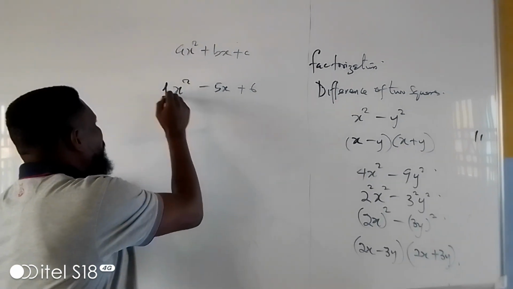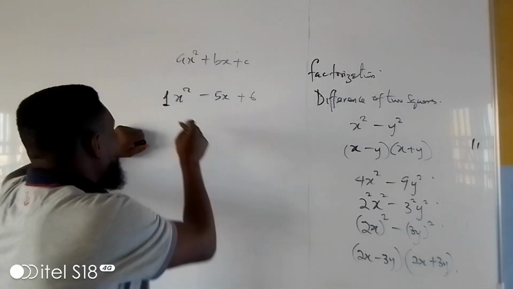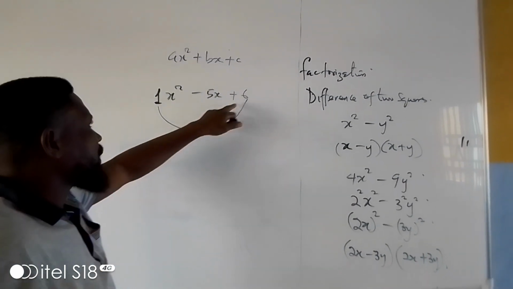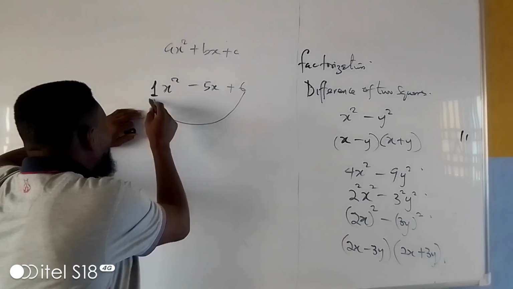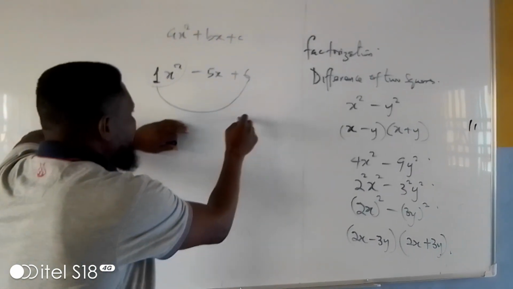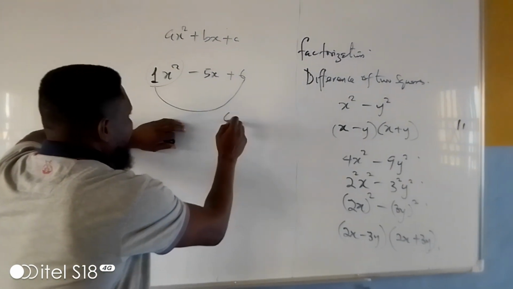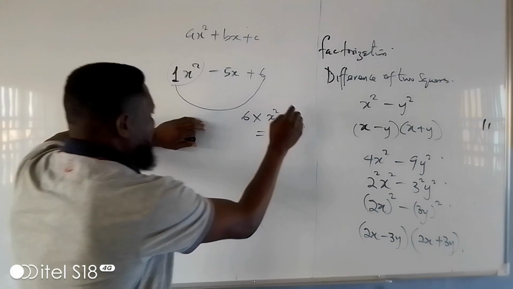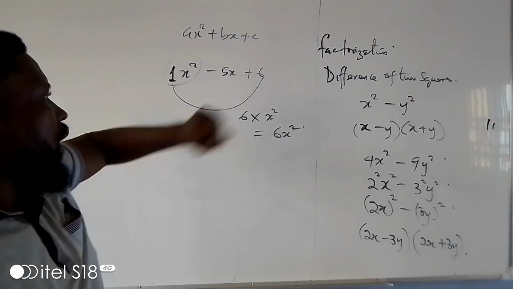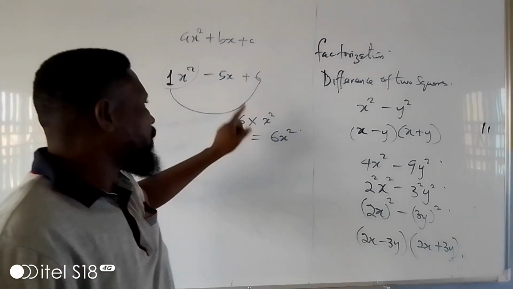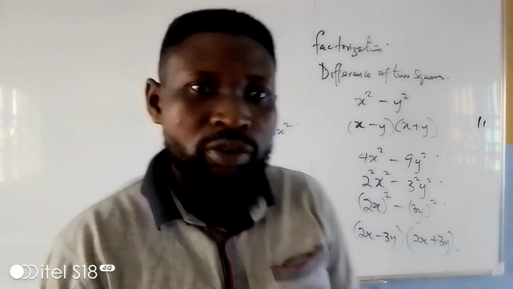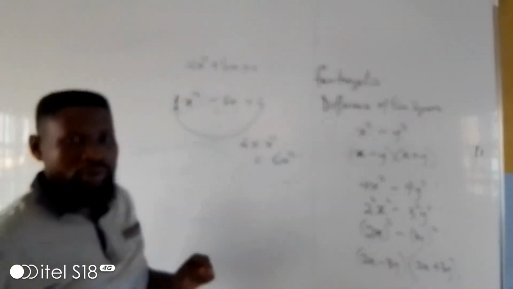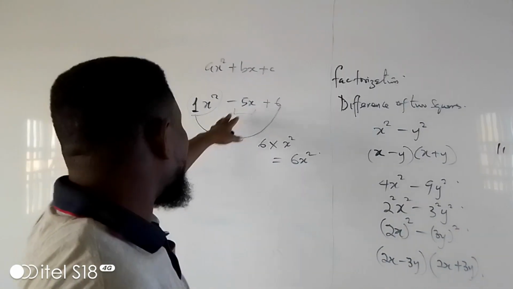Now, we will consider the coefficient of x squared, which is unity, then multiply it by the last term. The last term here is 6, which means that we are multiplying this whole thing by 6. If you multiply x squared times 6, you will have 6x squared. That's what you're going to have. Now, this is the middle term. The middle term here is minus 5x.